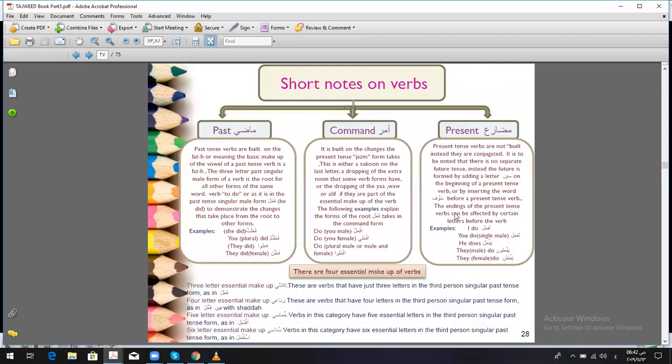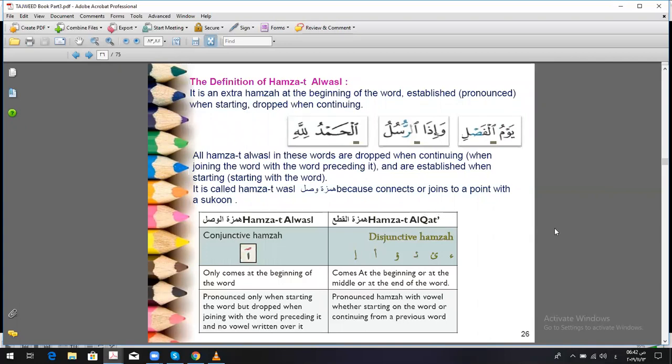Let's see what we mean by the difference between Hamzat al-Qat and Hamzat al-Wasl. This is Hamzat al-Wasl and this is Hamzat al-Qat. Hamzat al-Wasl, you will find it written only this way. But Hamzat al-Qat, you will find it in many ways, this and this and this, in the middle and in the beginning. So Hamzat al-Wasl only comes at the beginning of the word. Hamzat al-Qat comes at the beginning of the word, in the middle, or at the end of the word.